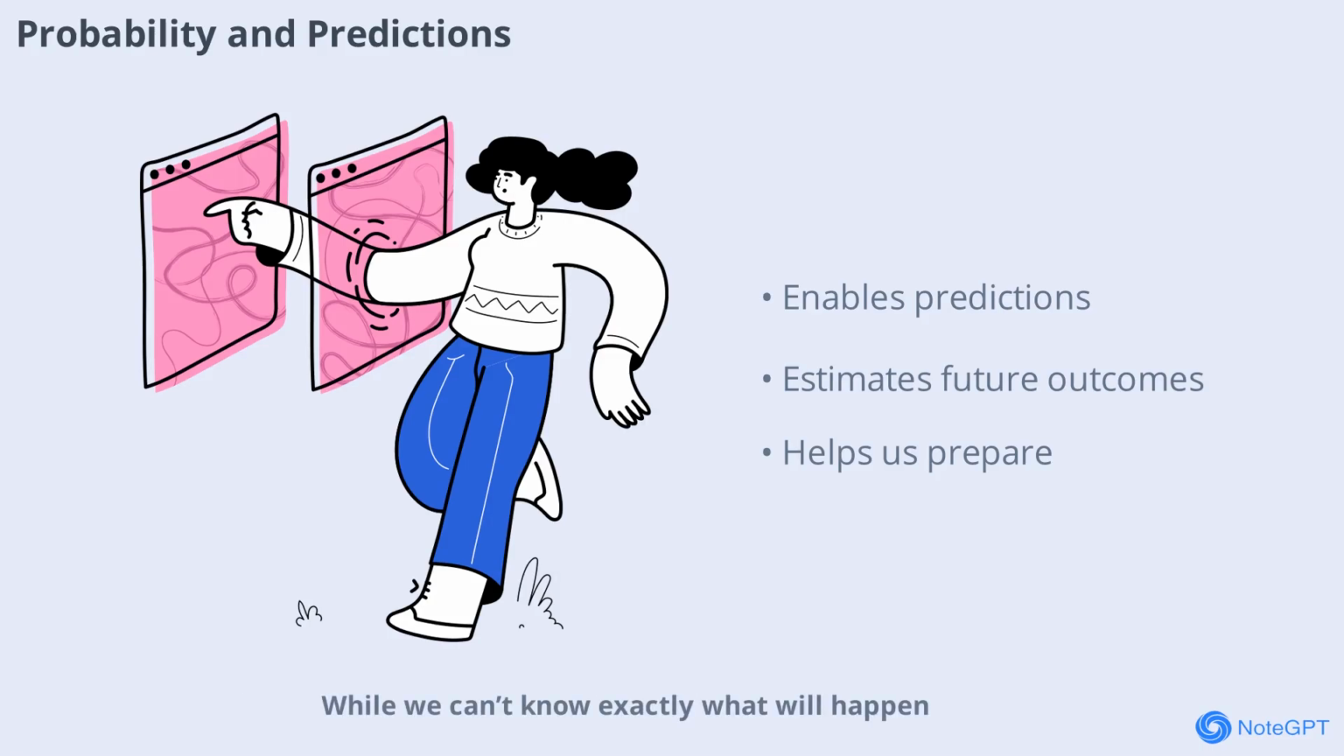Probability allows us to make predictions about the future. While we can't know exactly what will happen, we can estimate the chances of different outcomes. This ability to predict is useful in fields from science to sports to business, helping us prepare for what's ahead.